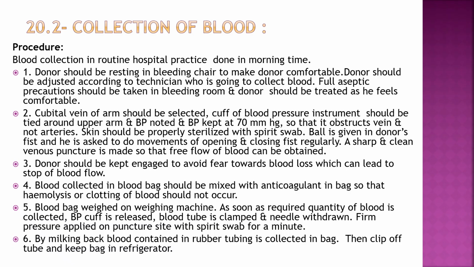Blood should be collected from the cubital vein of the arm. The cuff of the blood pressure instrument should be tied around the upper arm, BP noted, and BP kept at 70 millimeters of mercury so that it obstructs the vein and not the arteries. The skin should be properly sterilized with a spirit swab. A ball is given in the donor's fist, and he is asked to open and close his fist regularly.